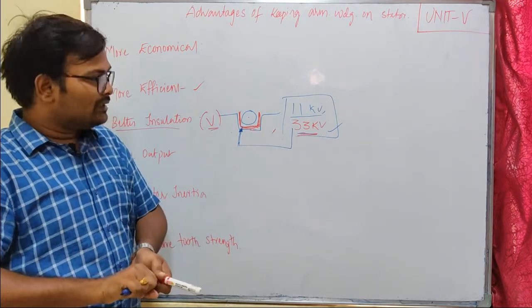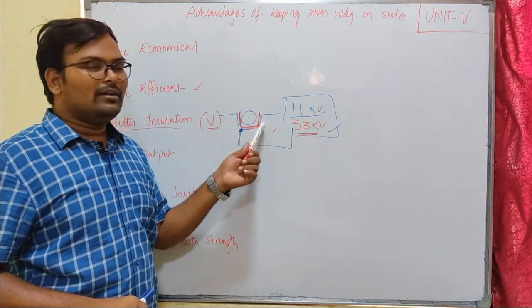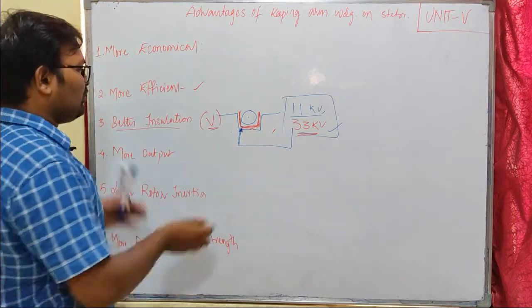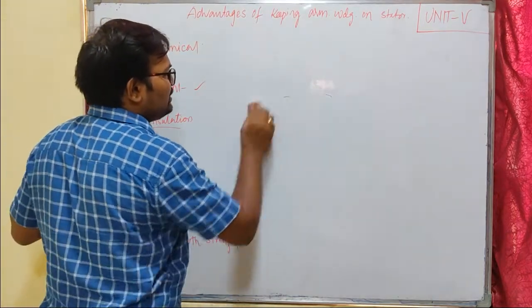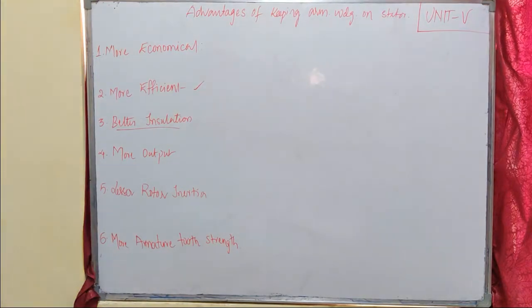If you want to increase the rating of the machine to 66 kV, you need to have more insulation between conductor and slot, that is conductor and stator core. It is not possible. The more economical generation is 11 kV or 33 kV, without any insulation problem. So that was about more output.